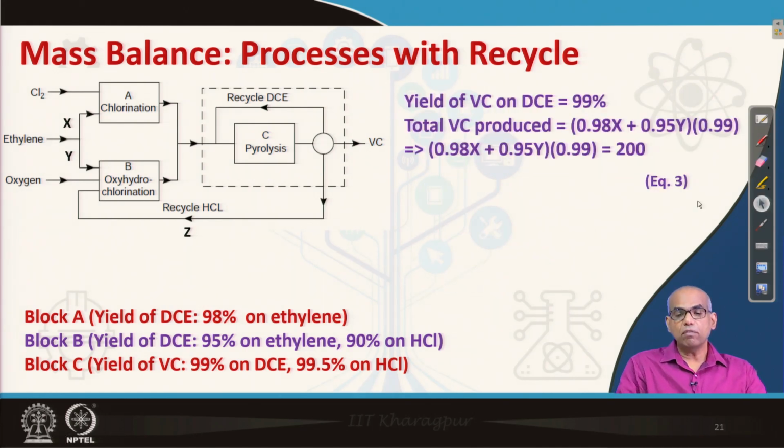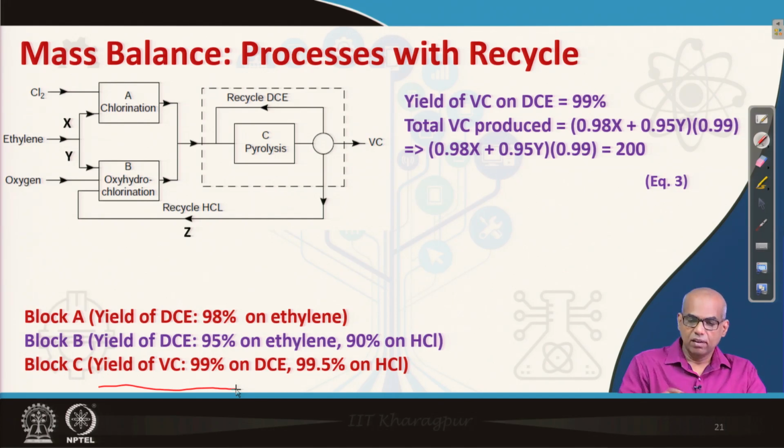Finally, yield of vinyl chloride on dichloroethane is 99%. So, total vinyl chloride produced will be the total moles of dichloroethane, which is 0.98 X plus 0.95 Y multiplied by 0.99. So, this must be equal to my target 200. So, this gives me third equation.